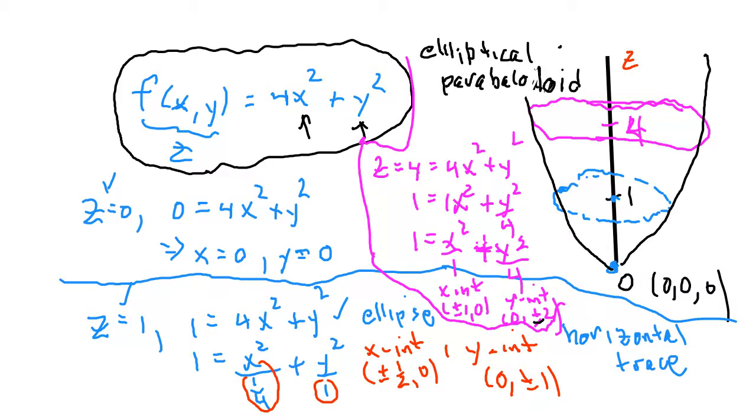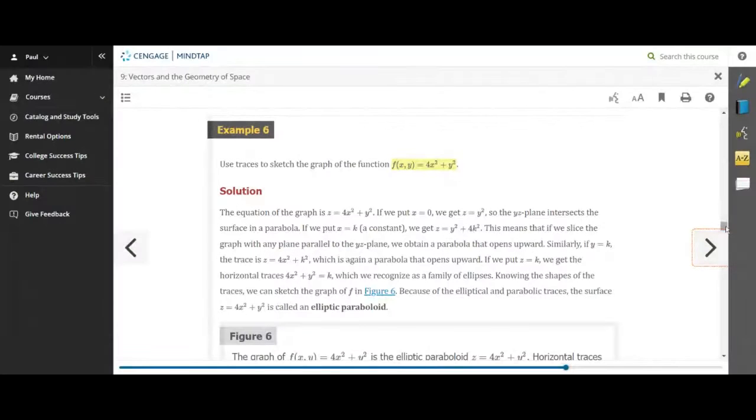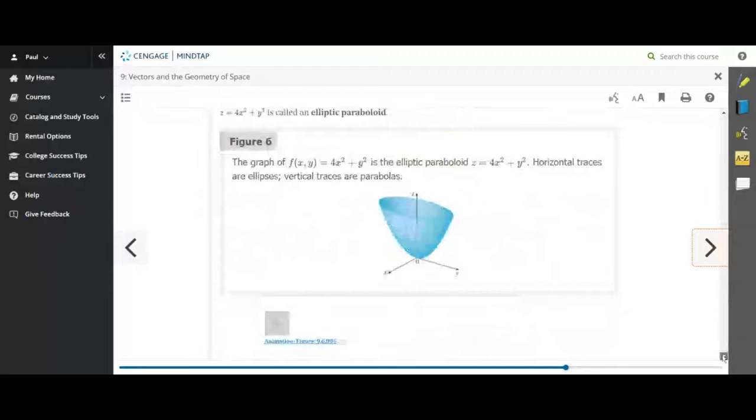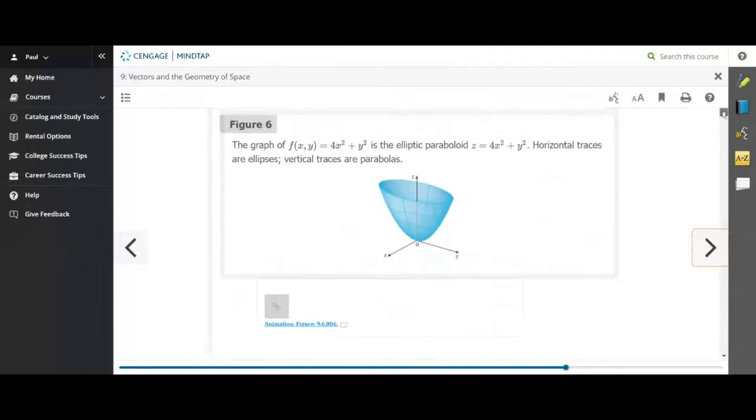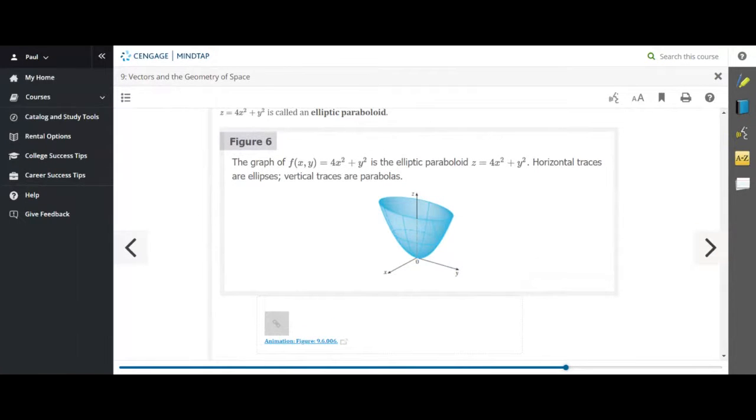If we go back to the book here, there it is. In this case, we used horizontal traces. So basically, think of this as taking horizontal cuts of the surface. Every horizontal cut is an ellipse. You stack the ellipses on top of each other, and you're going to trace out a bowl.